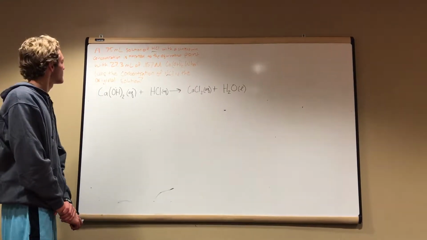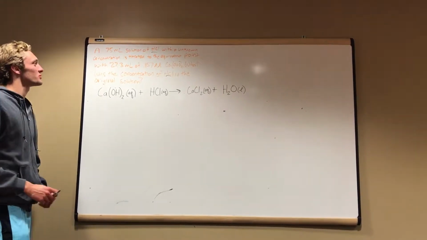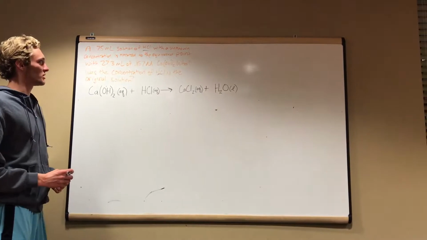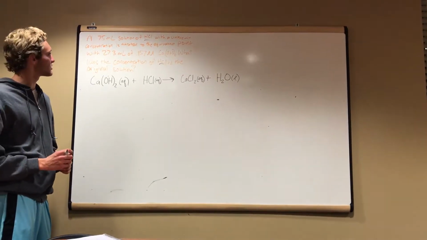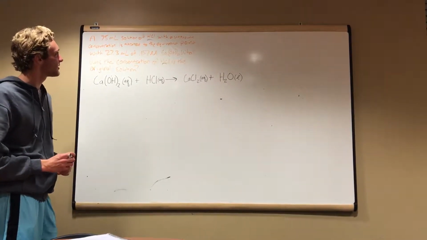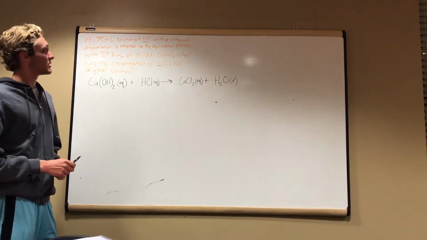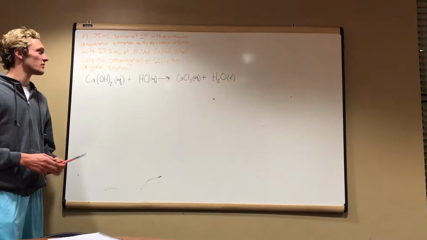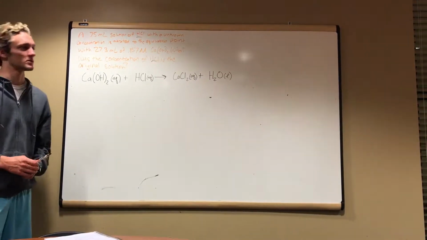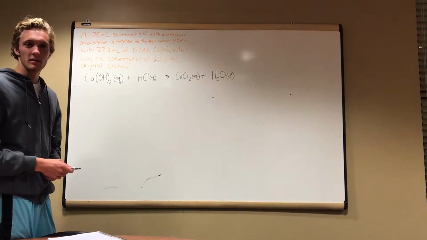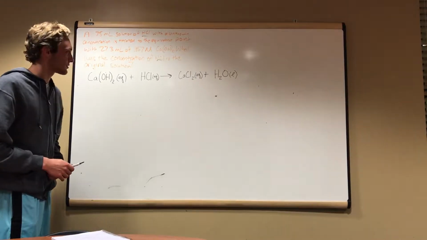In the next problem, a 75 milliliter solution of HCl with an unknown concentration is titrated to the equivalence point with 27.3 milliliters of 0.157 molar Ca(OH)2. What was the concentration of the HCl in the original solution? So as with any good chemistry problem, we have to balance the equation first.